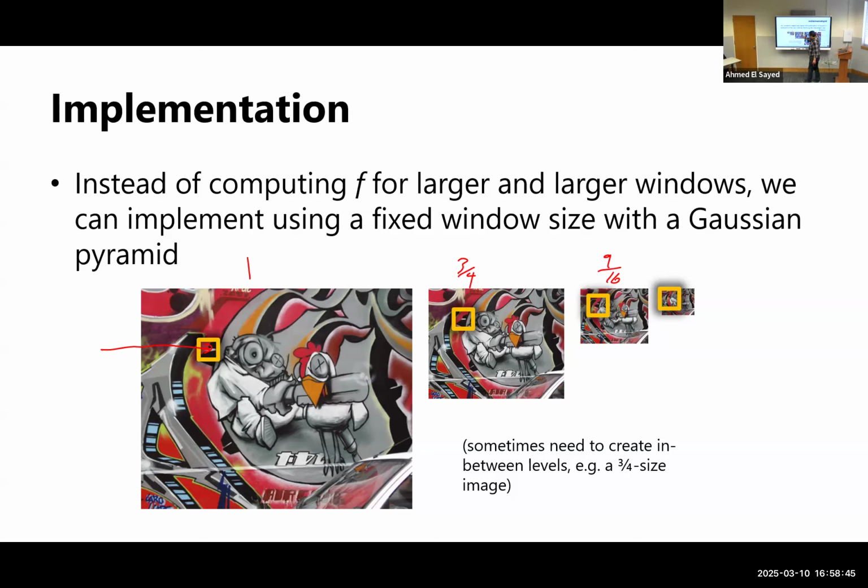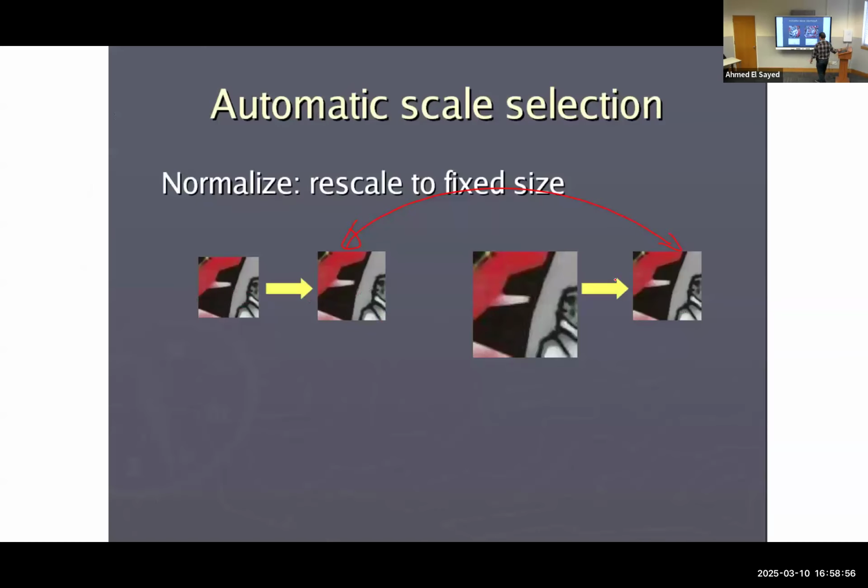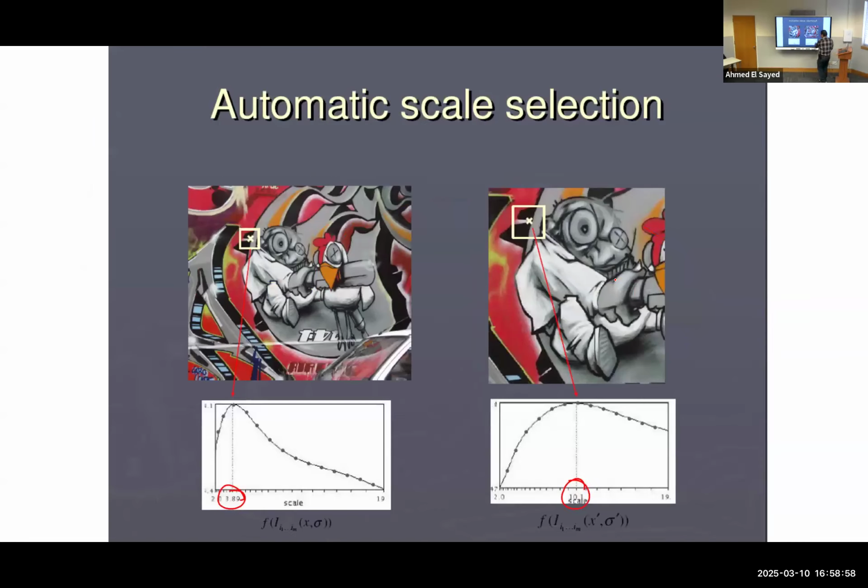Now I will find the corner value, the coefficient value at which scale achieves the best value, and this will be the scale used for the matching. Okay, so instead of calculating the scale for the window size, I will calculate the scale of the Gaussian pyramid. Is this clear? Okay.